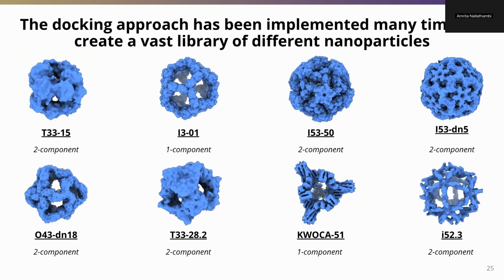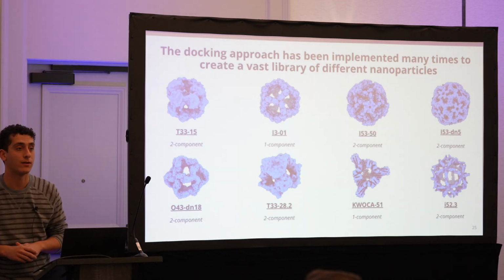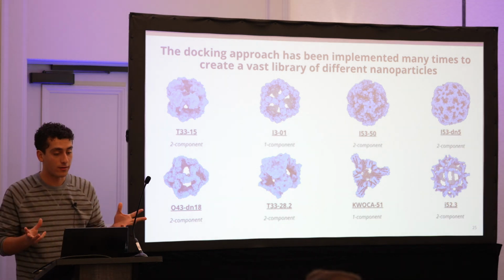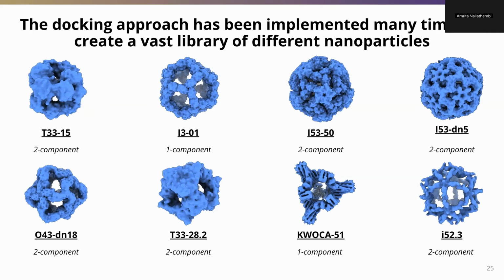I'll talk about I53-50 in a second. This here is a two-component antibody nanoparticle, so they're made up of antibodies, or Fabs, I should say. And then there are just a lot of different ones; I53-DN5 is in clinical trials for flu. So there are a lot of these nanoparticles out there that have made it quite far. But the farthest one, the one that's made it the farthest, I should say, is this I53-50 nanoparticle.